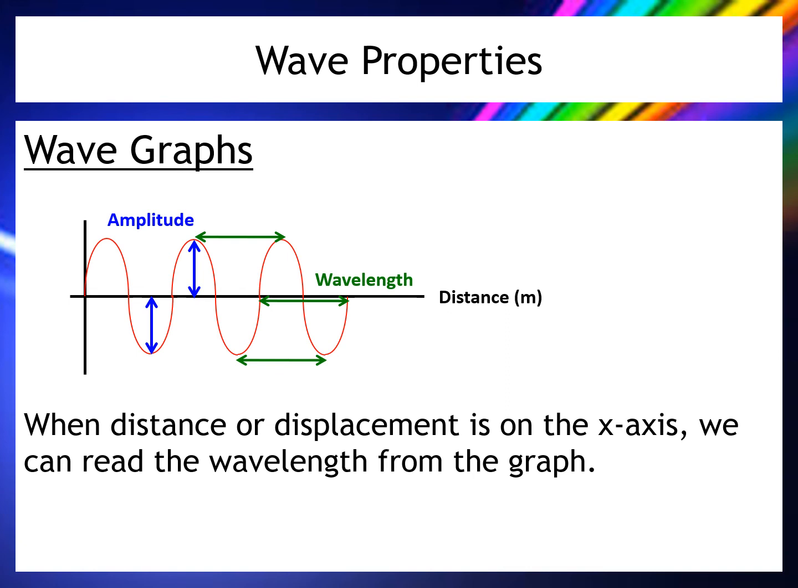The middle one is again showing the length from two points on the cycle. So if we look at the left-hand side of that green arrow, it starts at the zero line, goes up, back to zero, down and back to zero again. It doesn't really matter, it's generally easier to measure from peak to peak or from trough to trough.